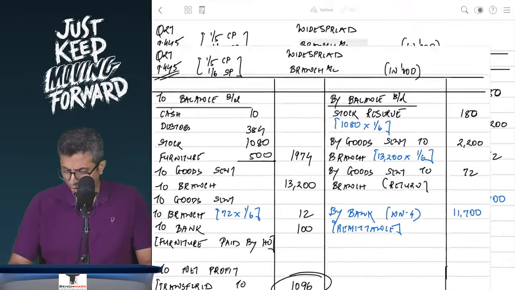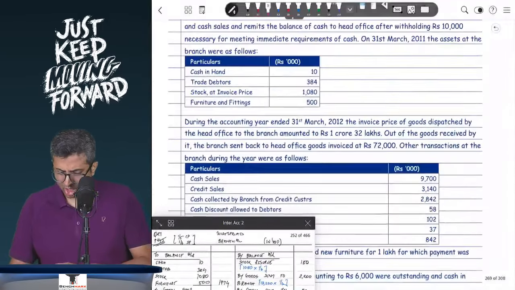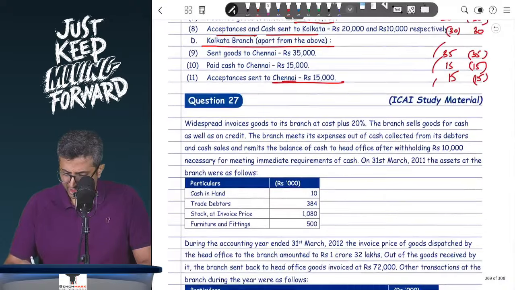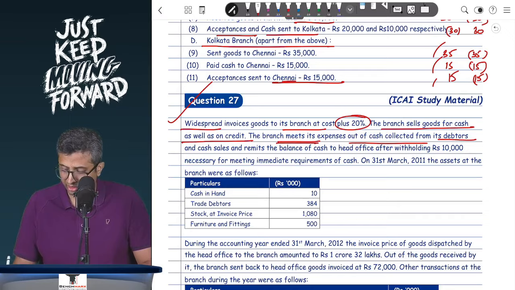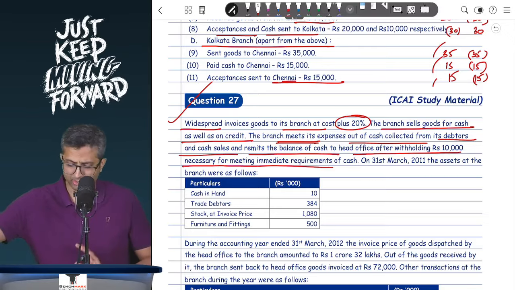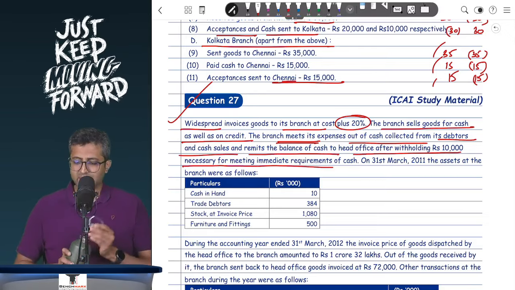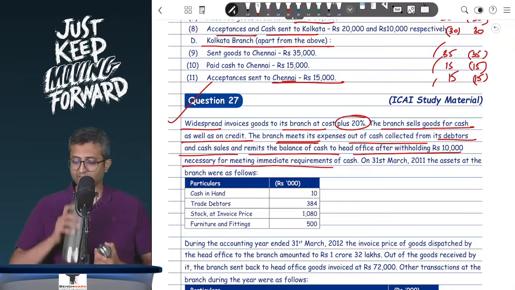Next, we'll go to question number 27. Go to question number 27, please. Over here, the head office invoices goods to its branch at cost plus 20%. The branch sells goods for cash as well as credit. The branch meets its expenses out of cash collection from the debtors and the cash sales and remits the balance to the head office after withholding 10,000 necessary for meeting immediate requirement of cash. So this tells us that your closing balance in the cash account will be 10,000.